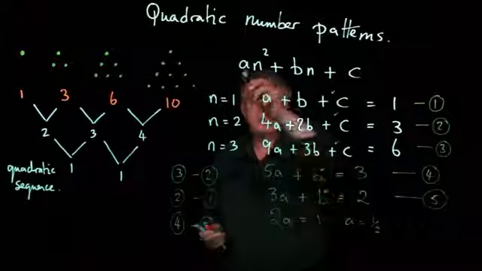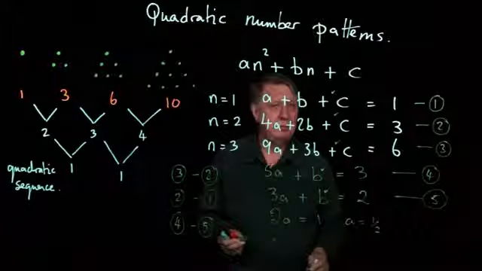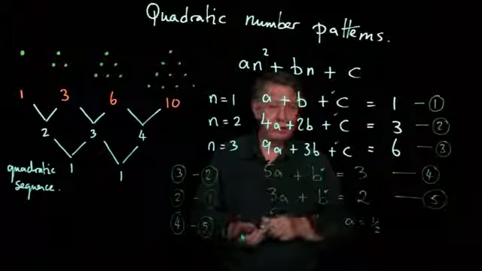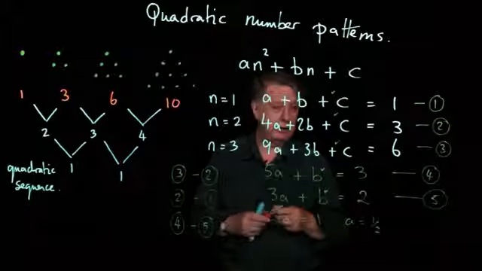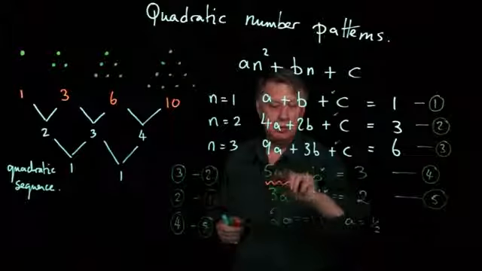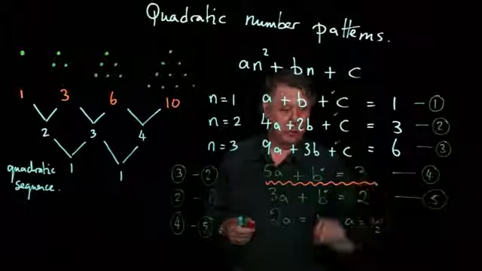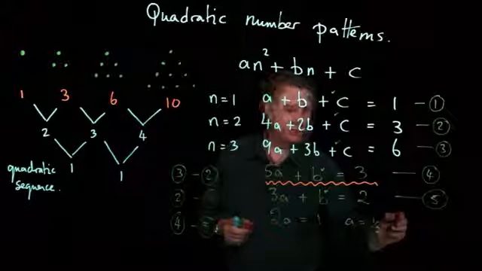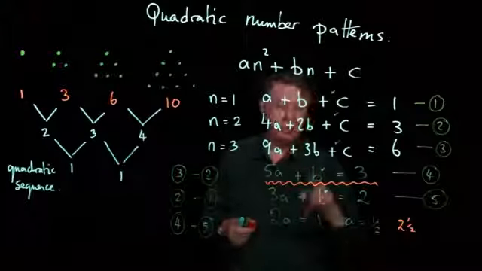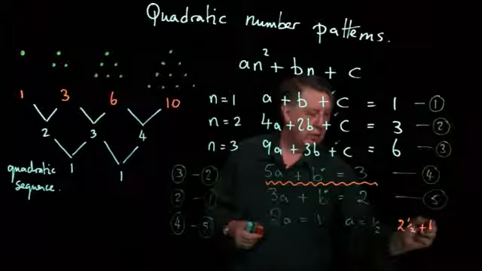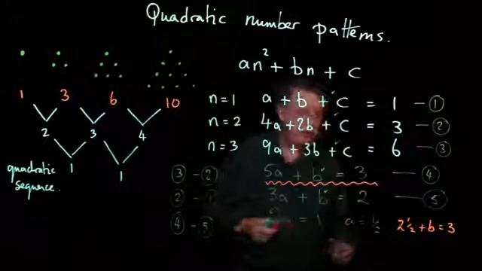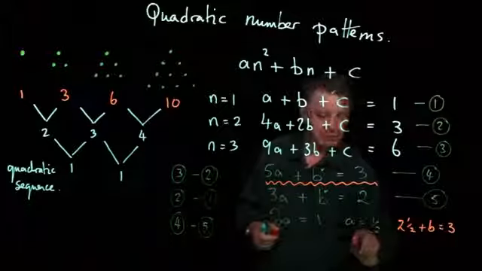I don't just want A, I want B and C. So where can I go? Which equation would you go to next? I'm going to go to 4. Because 4 says 5A, 5 lots of a half is 2.5, plus B equals 3. Great, that gives me B as a half.